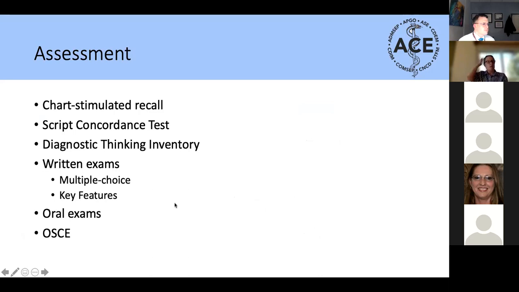As I mentioned, there are tools for assessing clinical reasoning, but there are not 100% validated perfect tools. These are some of the examples. And again, I'm going to let you look at the chapter, if you've got access to it, hopefully, for some of the ways to assess diagnostic reasoning.